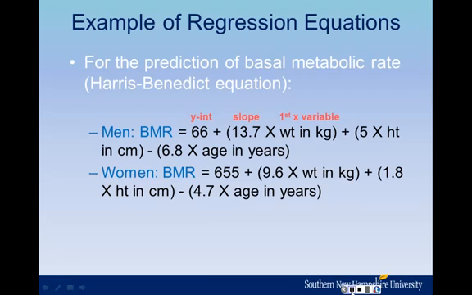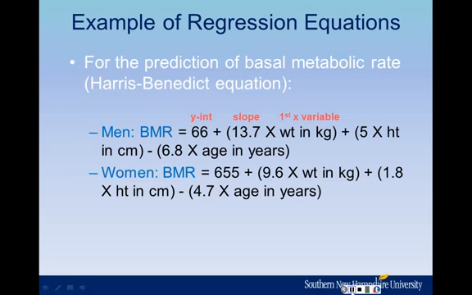The slope for age is a negative number. So this means that weight and height are positively related to basal metabolic rate. The taller you are and the heavier you weigh, the higher number of calories you burn at rest. Whereas age, as you get older, your basal metabolic rate decreases. A higher age is related to a lower basal metabolic rate.